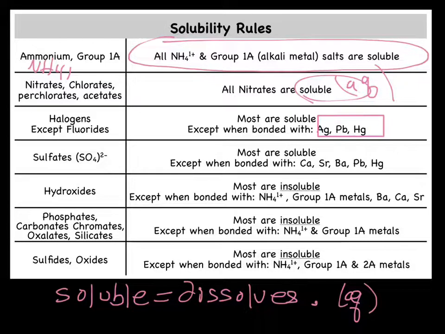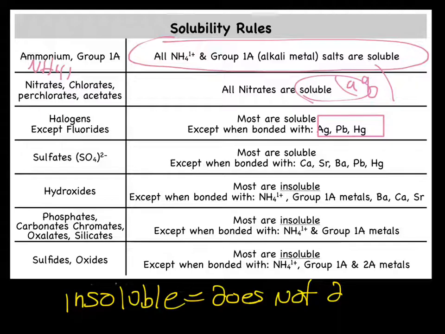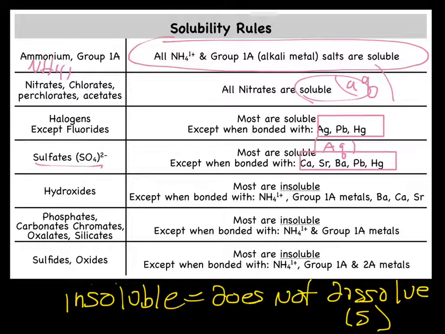Let me define insoluble while we're here. Insoluble means does not dissolve. This is when you're getting your solid or your precipitate. Then we have the sulfates. Most are soluble, meaning most will give you an AQ, aqueous, except when bonded with calcium, strontium, barium, lead, and mercury. Hydroxides. The hydroxides are the OHs.